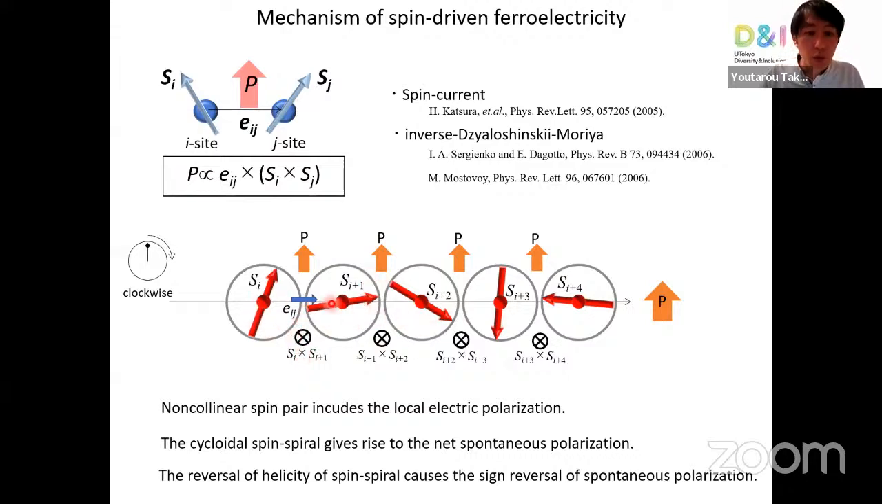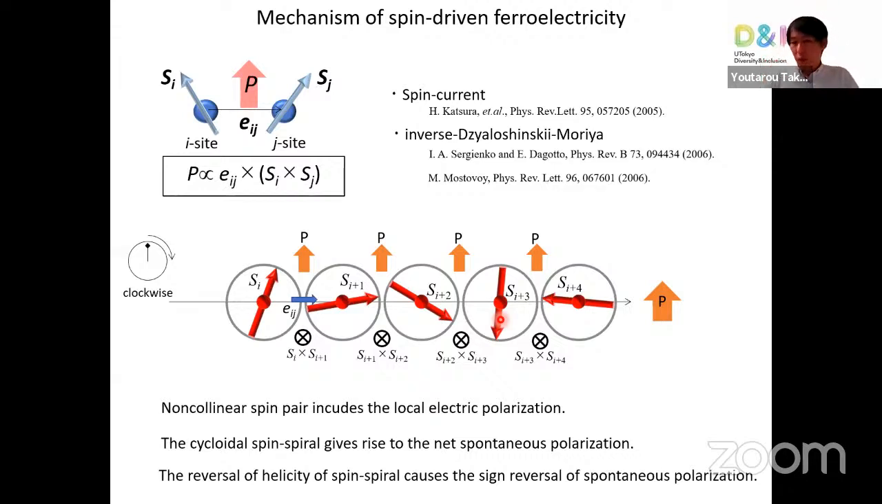Okay, let's consider this local polarization for this cycloidal spin spiral. The cross product of the neighboring spins is always perpendicular to this, and all directions are the same. And eij is a unit vector connecting these spin pairs. So the local polarization has the same direction, so all pairs show the same electric polarization. So the net spontaneous polarization appears in this cycloidal spin spiral. So the cycloidal spin structure can give rise to ferroelectricity.